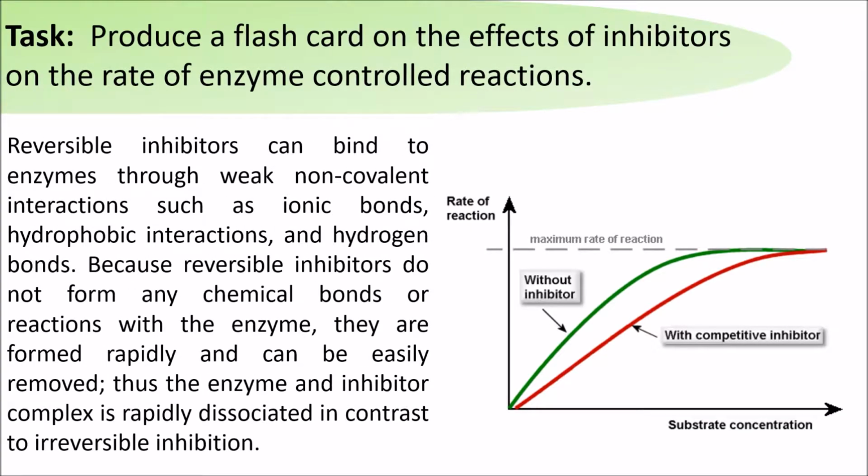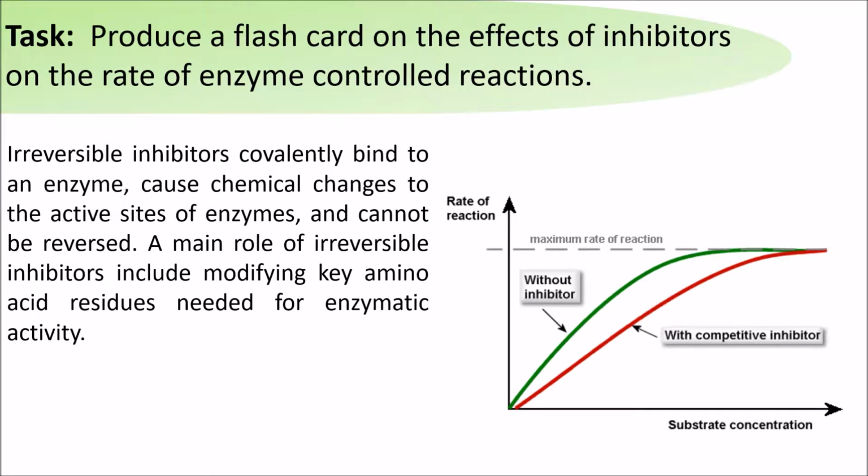Reversible inhibitors can bind to enzymes through weak non-covalent interactions such as ionic bonds, hydrophobic interactions, and hydrogen bonds. Because reversible inhibitors do not form any chemical bonds or reactions with the enzyme, they form rapidly and can be easily removed. Thus, the enzyme and the inhibitor complex can be rapidly dissociated, in contrast to an irreversible inhibitor.